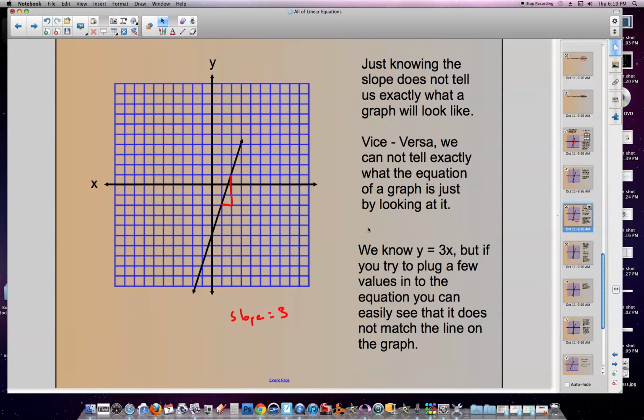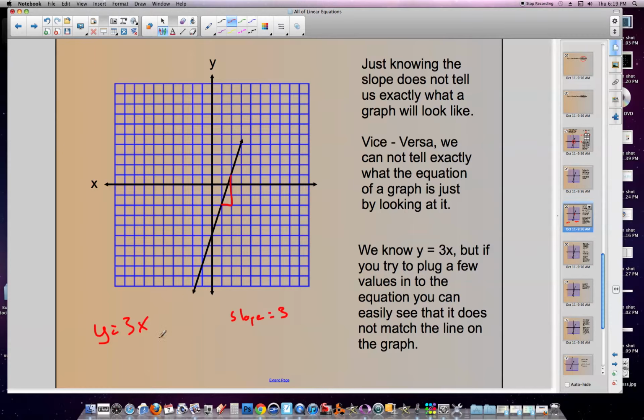Vice versa, we can't tell exactly what an equation is going to look like just based on the graph. Let me get my pen back. We know that this is going to be y is 3x, because every time x goes up 1, y has to be 3 times bigger than that. That's 3 times bigger than this is the output. Y is always 3 times bigger than the input.